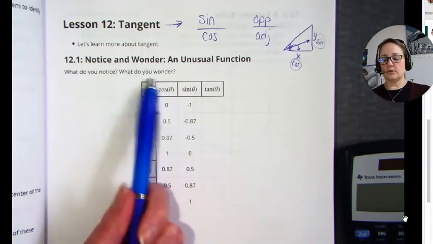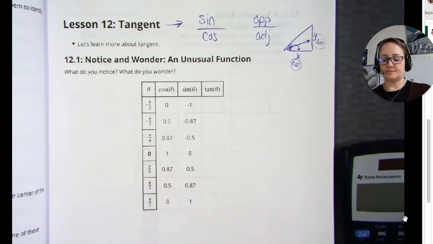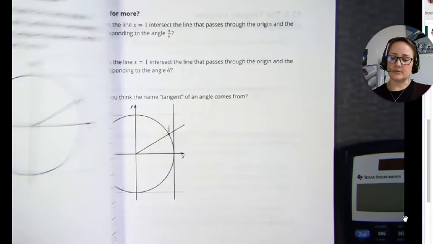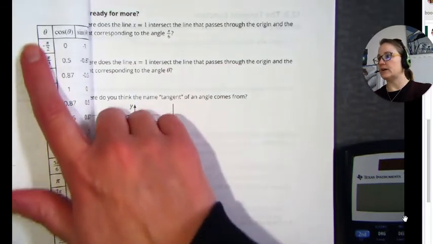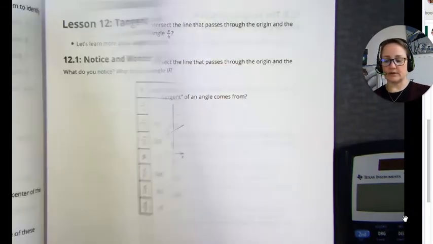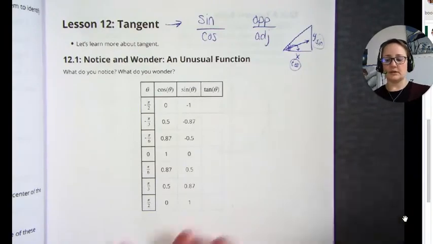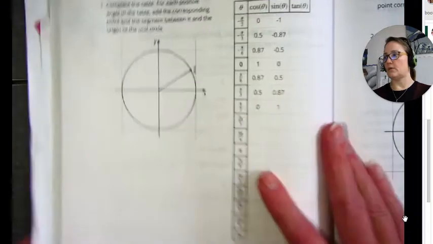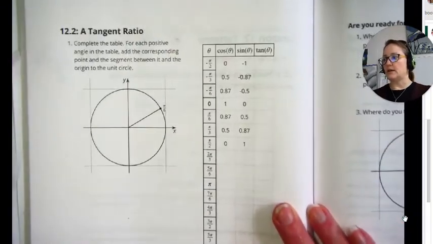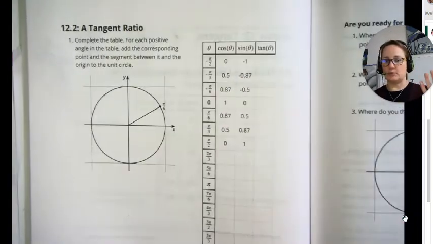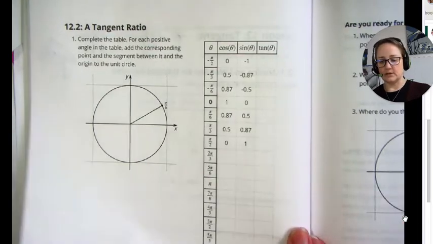We have a notice and a wonder for our tangent function, and we could start filling it out here, but I also noticed that the same kind of chart is over here, so if you're okay with bypassing that noticing and wondering and going here to this tangent ratio, it's asking us to complete the table in both places, so let's go ahead and complete the table.